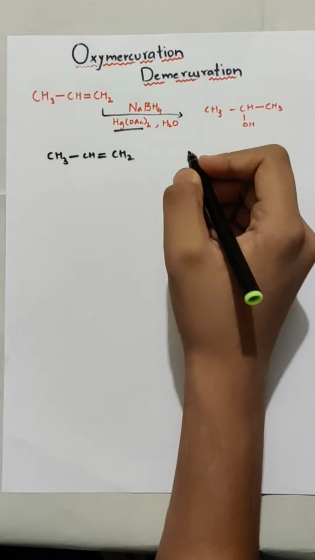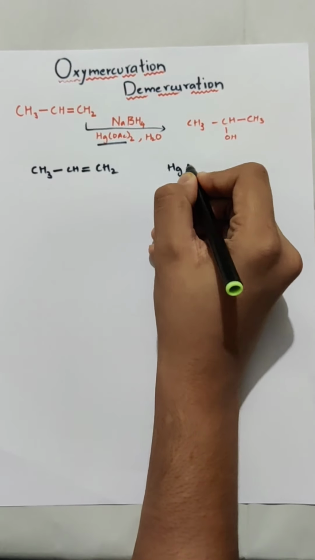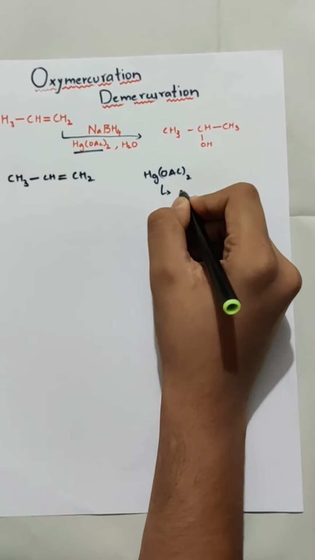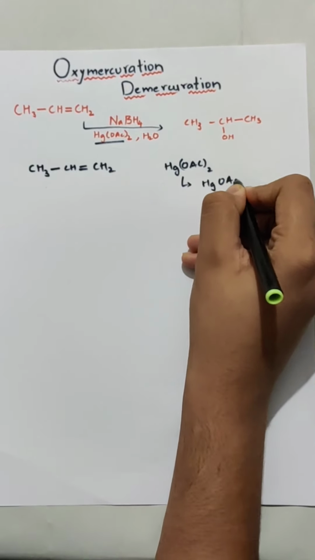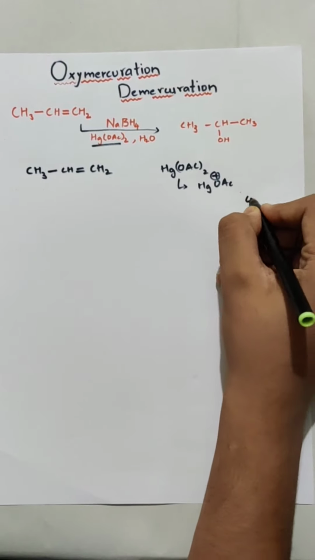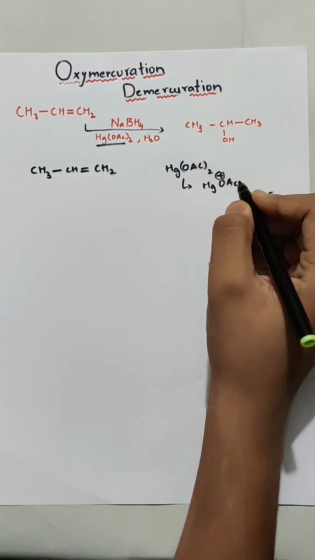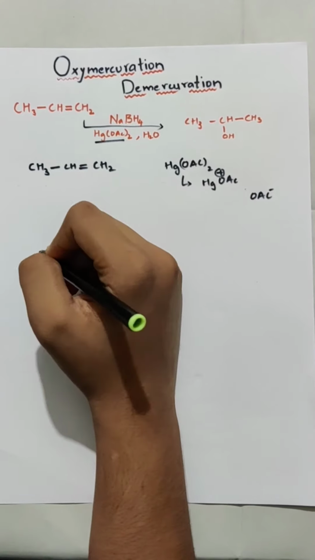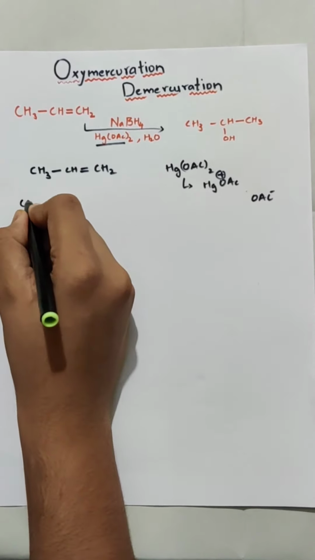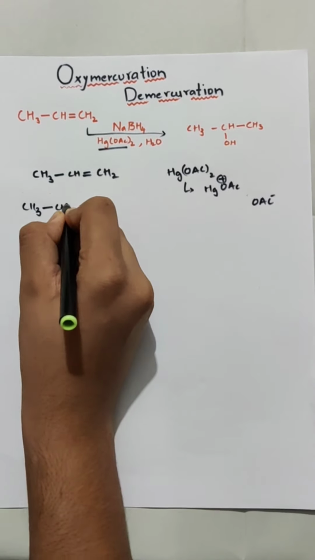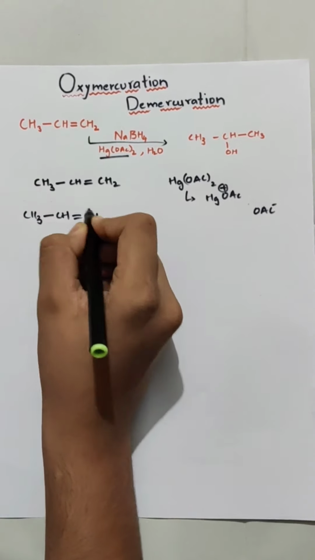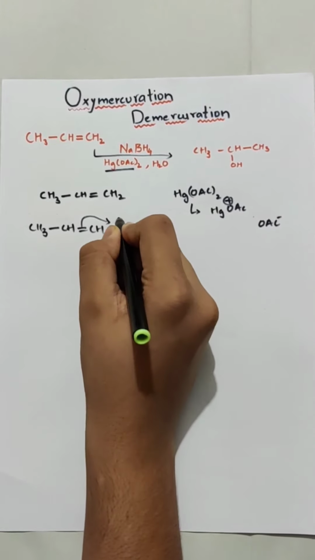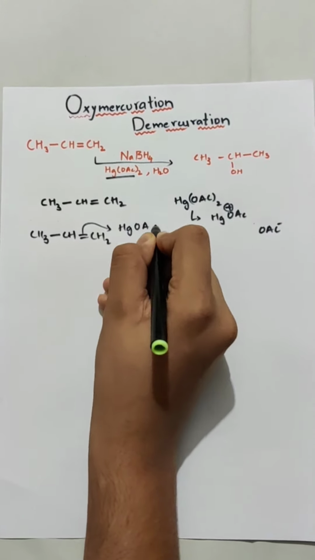and we have a reagent, Hg(OAc)2. First this breaks as HgOAc+ and OAc-. Now we have an electrophile, and this double bond is of course a nucleophile. So what happens is, for CH3, CH, CH2, the double bond electrons are taken from this carbon and given to mercury.